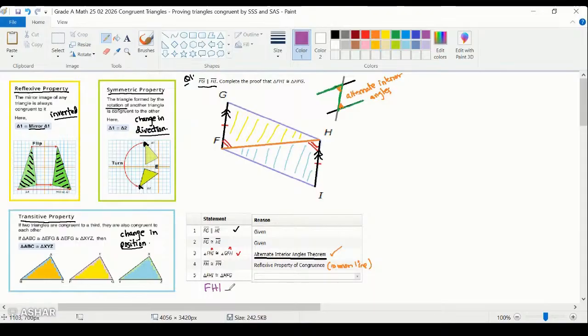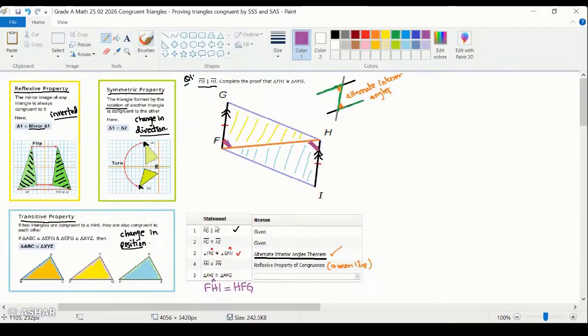FHI is equal to HFG. Where is HFI? HFI is this angle, right? No, sorry. This was FHI, F, H and I, this angle, and HFG, this angle, right? So what do we say?